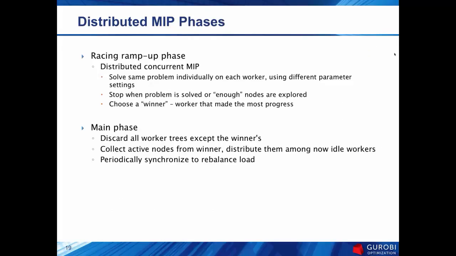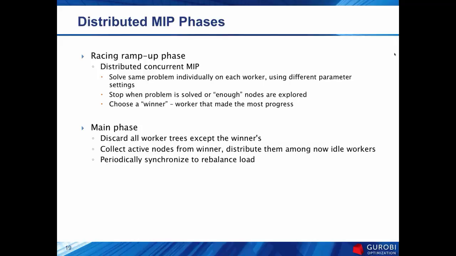So there are two parts to distributed MIP. There's what we call the ramp-up phase and then the main phase. So the ramp-up phase is an initialization part, and in fact what distributed MIP does is it uses the distributed concurrent that we talked about a few minutes ago to initialize distributed MIP. So it takes the same problem and solves it identically on each worker, but each worker using different parameter settings. So each worker starts by solving the problem from scratch, but with different parameters. And after a certain amount of time and it's explored enough nodes, then the ramp-up phase stops.